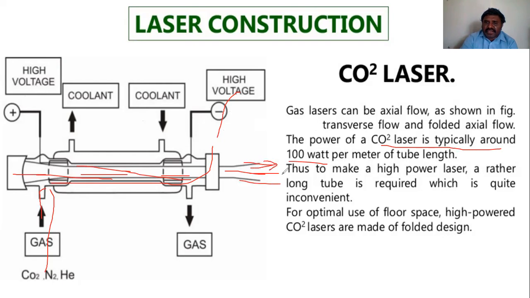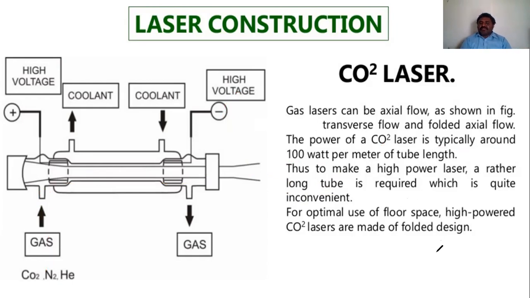It can take place from here, where the lens is used. Then there will be removal of excess material from the work. This can be carried out here. This is an optional use of floor space, because high power carbon dioxide lasers are made up of a folded design. So mainly this takes place in floor space, and optionally we can use it in floor space here.